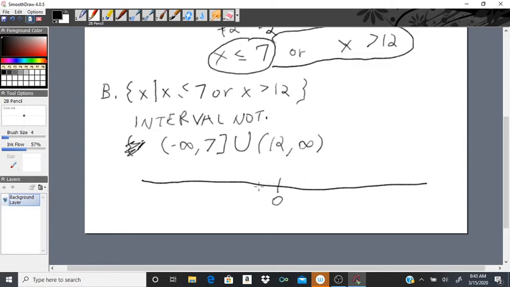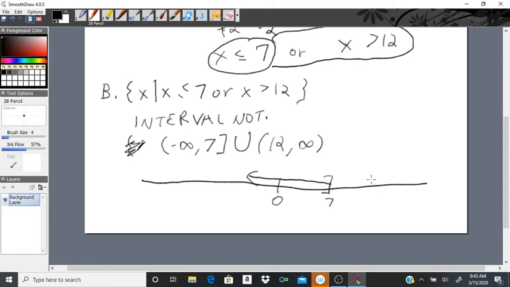Now what our answer means: this is all the negative stuff, but approximately over here is -7, it doesn't have to be exact. From here on, including -7, I put a bracket there, and the arrow goes to infinity to the left. Everything less than -7, including -7, gets a bracket.